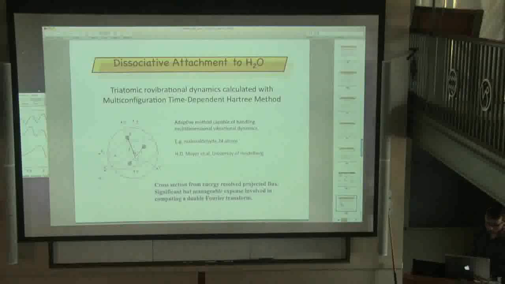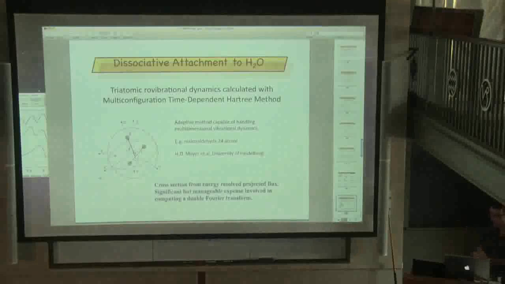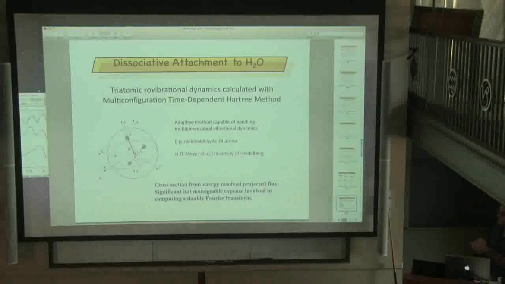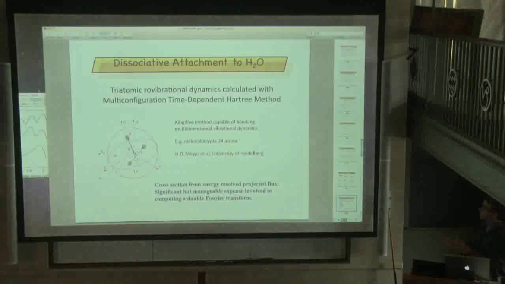And we calculate the dynamics again with the MCTDH method. This is an adaptive method capable of handling systems far bigger than a triatomic. They've done calculations on vibrational dynamics of things with 24 atoms or even more, I think 45. The issue with doing a calculation with MCTDH accurately is not in MCTDH, it's in the potential surface. So the method is highly adaptable to polyatomic dynamics.